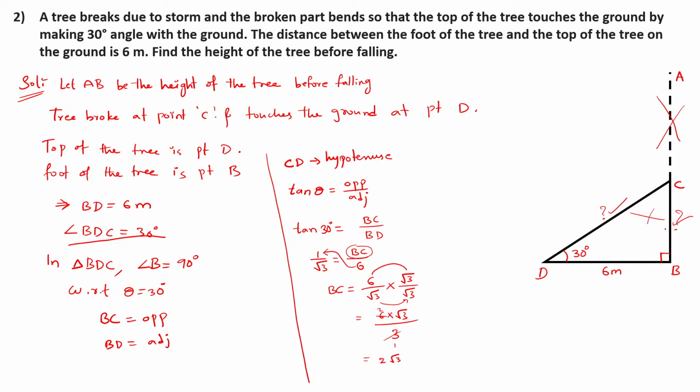Now you have found one part of the broken tree, it is 2 root 3. All right. Now the second part. For this, we need to consider the ratio sin 30, because here we have to find the hypotenuse. You can use cos 30 also, no issues, no problem.